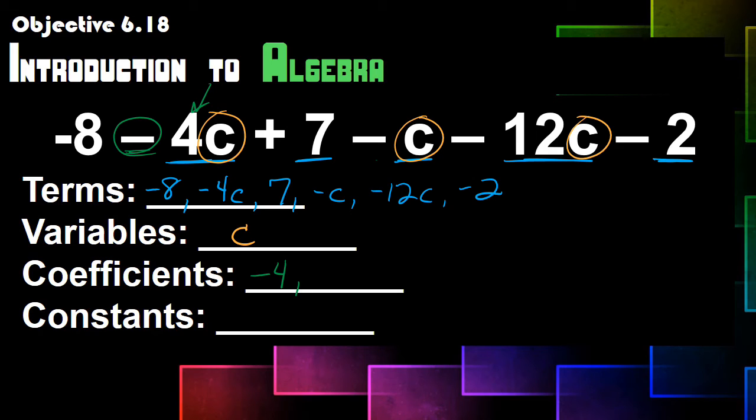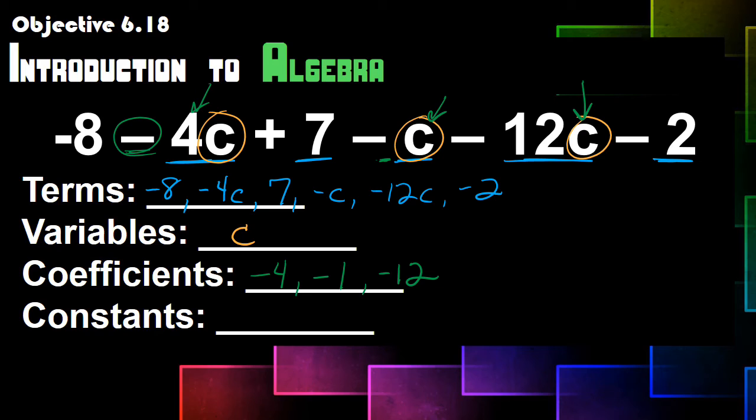We have our second c right here. The coefficient is 1, but we have subtraction, so it's going to be -1. And last but not least, our last c right here has a coefficient of 12, but since it's subtraction, it's going to be -12.